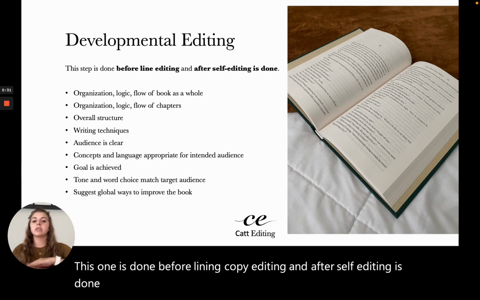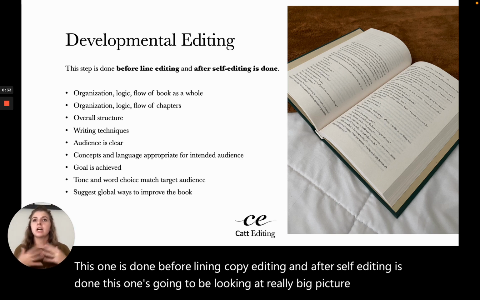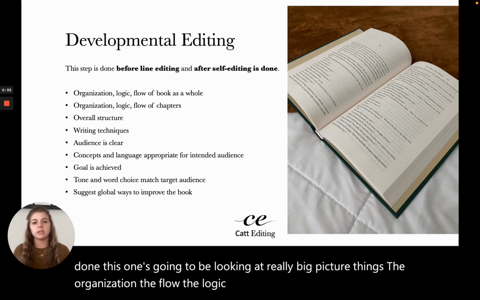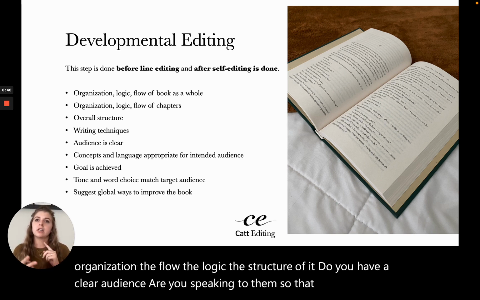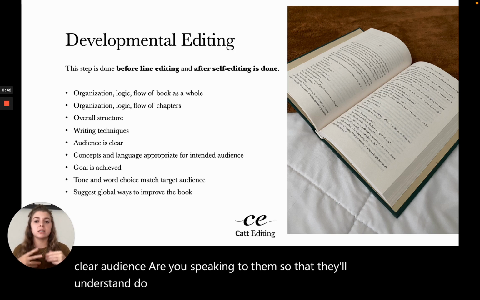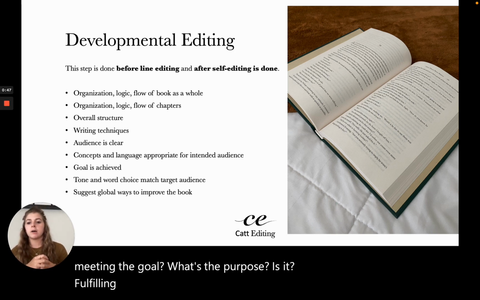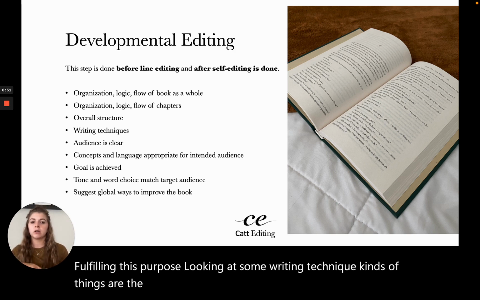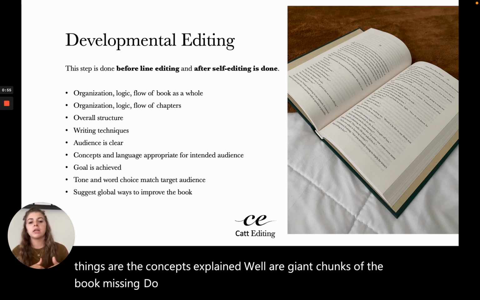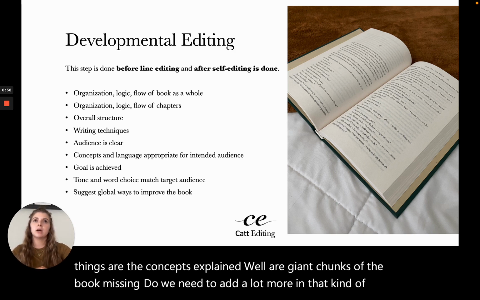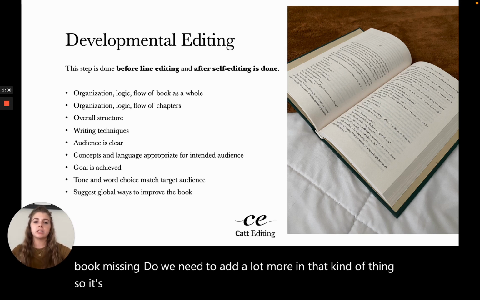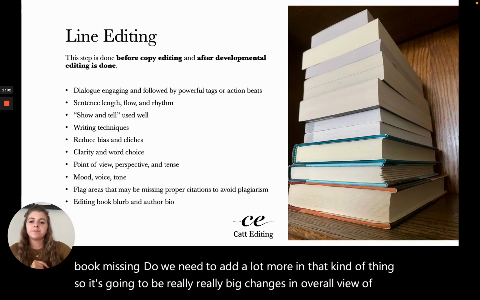This one's going to be looking at really big picture things: the organization, the flow, the logic, the structure of it. Do you have a clear audience? Are you speaking to them so that they'll understand? What's the goal of the book? Is it meeting the goal? What's the purpose? Is it fulfilling this purpose? Looking at some writing technique kinds of things. Are the concepts explained well? Are giant chunks of the book missing? Do we need to add a lot more in? That kind of thing. So it's going to be really, really big changes, an overall view of the book.